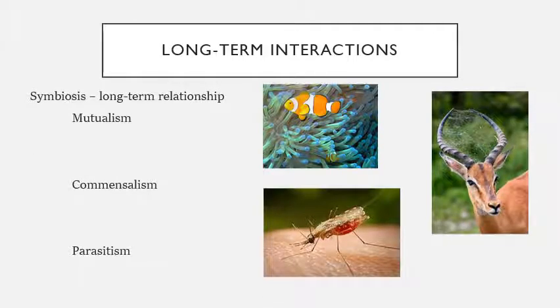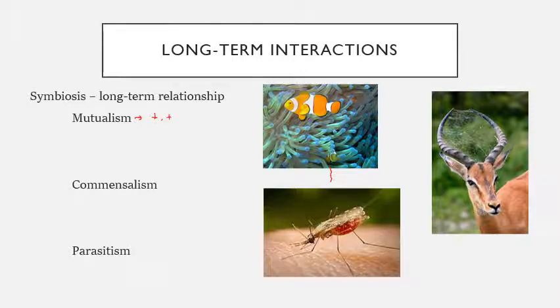Populations can interact in other ways as well. In those ways, we can put them together and call them symbiosis, which are these long-term relationships that exist. We're going to take a look at three examples here. One is mutualism. Mutualism is a kind of relationship where both organisms benefit. We can think of it as good for one of the organisms and also good for the other organism.